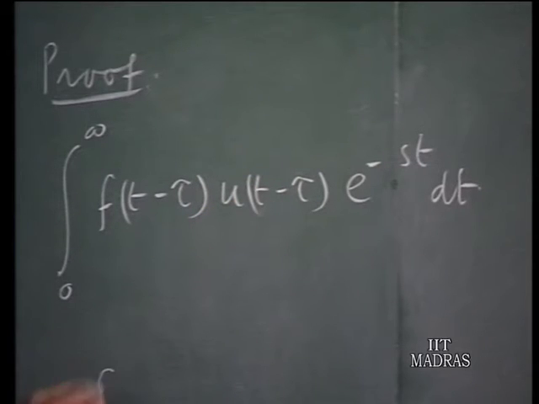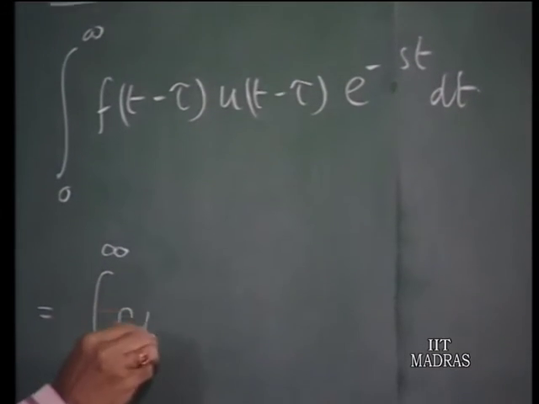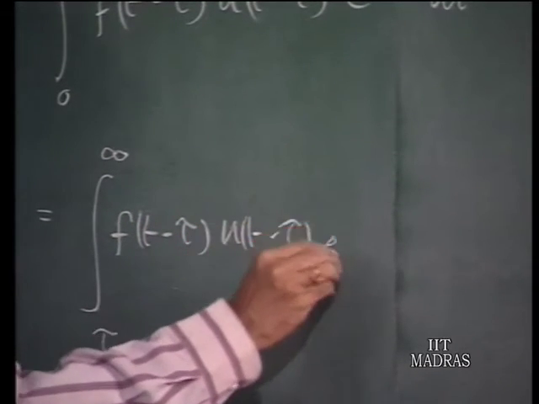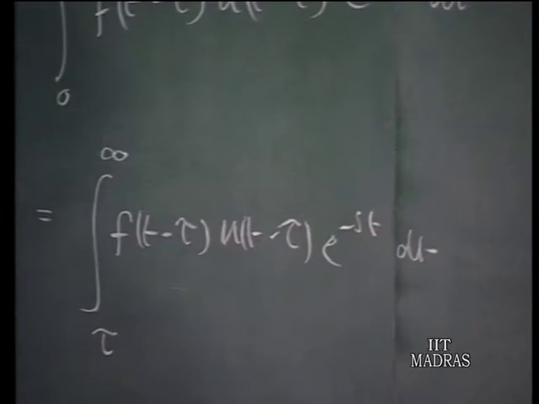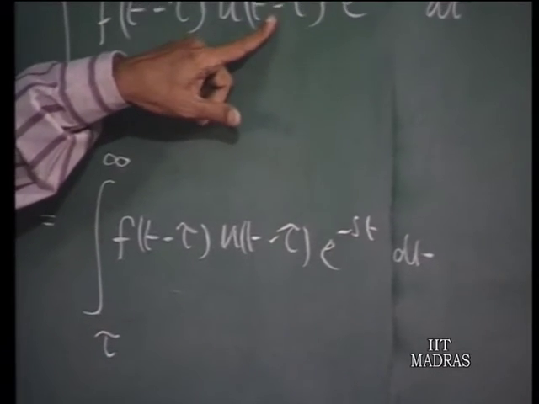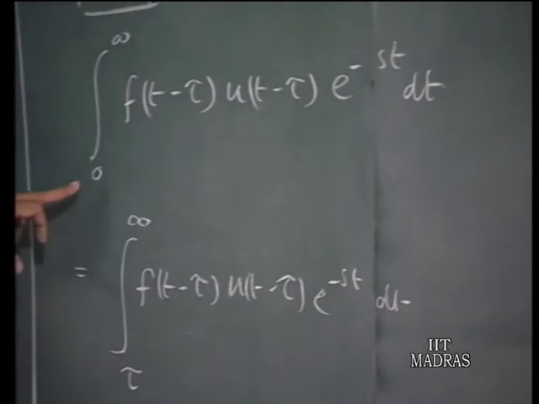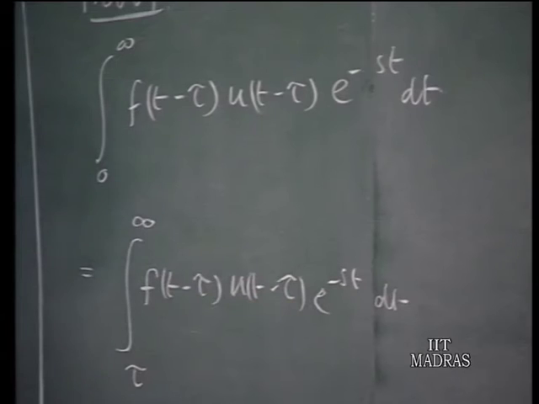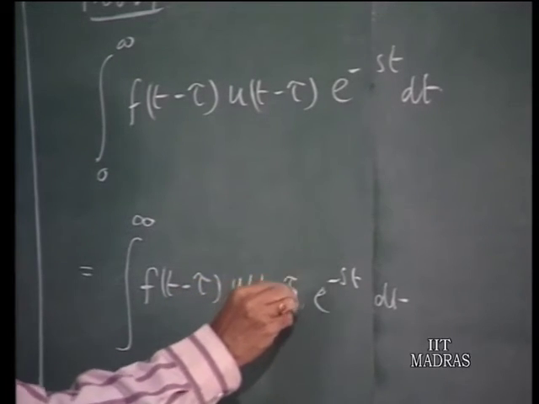Therefore, I can as well start the integration from tau to infinity of f of t minus tau u of t minus tau e to the power of minus s t dt, because this factor makes the integrand 0 for values of t up to tau. And for values of t larger than tau, this is going to be 1. So, you may as well leave it like that, or even if you want to keep it, no harm is there.